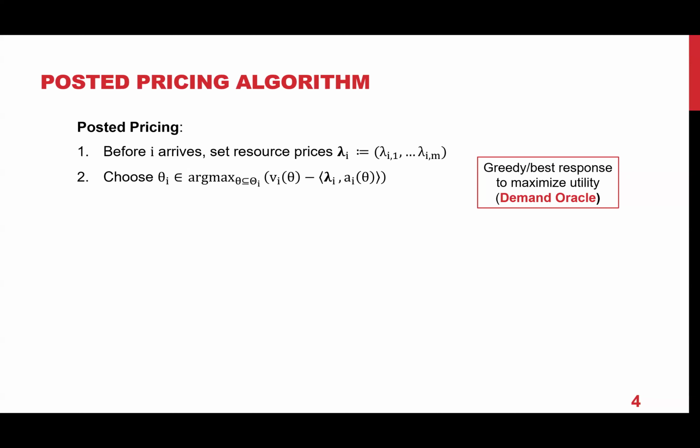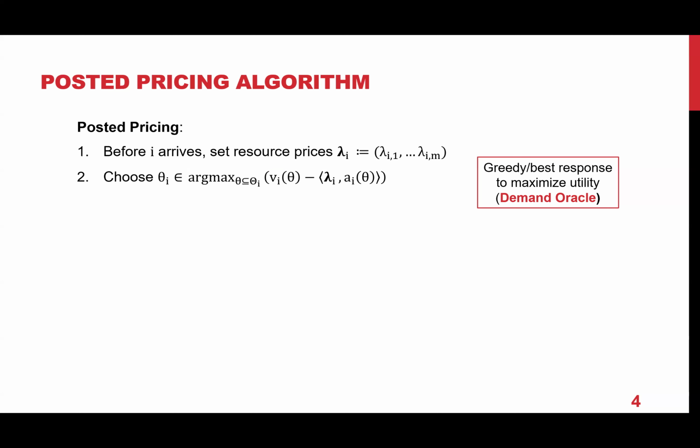If lambda is the price, and recall the resource consumption function A_i, you pay additively. So if you want resources 1, 5, and 7, one copy of each, you pay the price lambda 1 plus lambda 5 plus lambda 7. And the ith request will choose to maximize the value minus the resource consumption cost, maximizing over all possible ways you can satisfy this request.